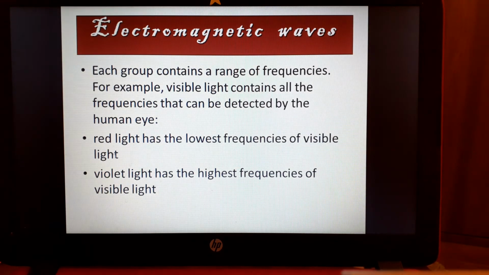Now, basically, each group contains a range of frequencies. For example, visible light contains frequencies that we can see. Other groups you may feel, but you cannot see them. For example, red light has the lowest frequencies and the longer wave. And violet light has the highest frequency and the shortest waves of the ones we can detect using our eyes.